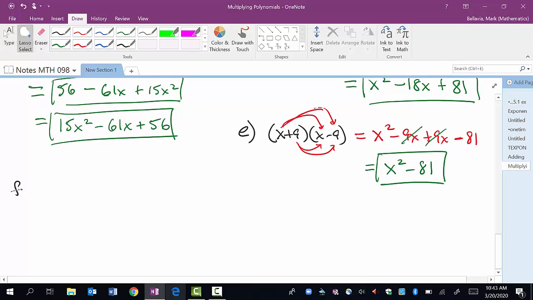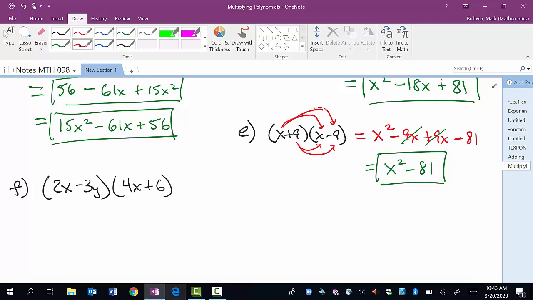And we'll look at one more that's a binomial times a binomial. If I wrote this as 2x minus 3y times 4x plus 6. Again, binomial times a binomial, we want to FOIL this.